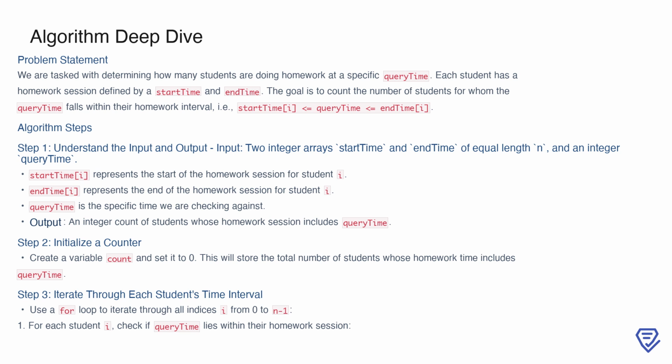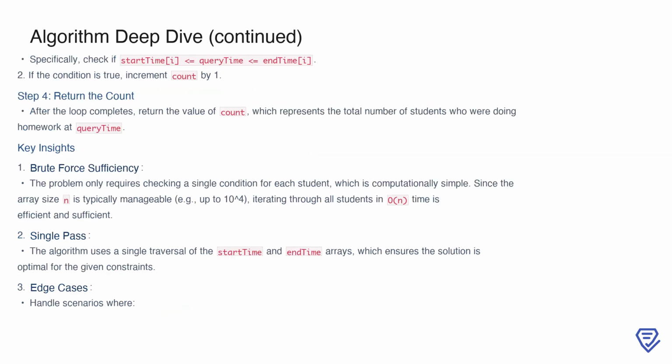To get started, we first initialize a variable count to 0. This will keep track of the number of students who meet the condition. Then, we iterate through each student's time interval using a loop and check if the query time falls between their start and end times. This is the foundational setup for our algorithm. To evaluate a student's homework session, we specifically check if the condition start time[i] <= query time <= end time[i] is true for each student i. If this condition holds, it means the student was doing homework at query time, so we increment the count variable by 1. Once we go through all the students, we return the value of count, which gives the total number of students whose homework sessions include the query time.